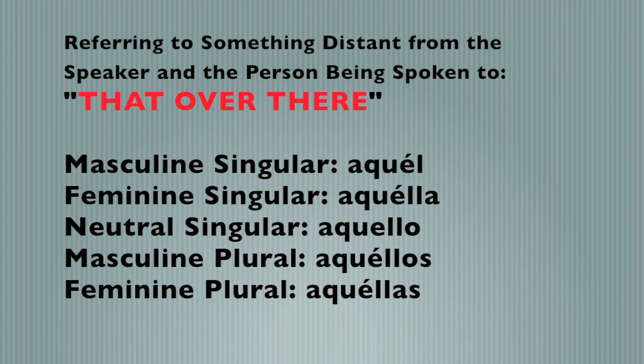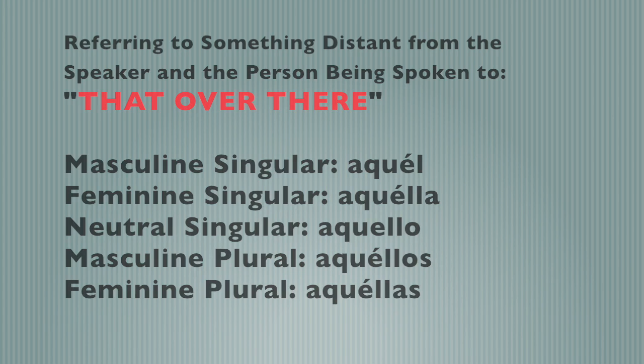Now here's referring to something distant from the speaker and the person being spoken to. That over there, we're going to use aquel. So please repeat after me, so we have the masculine singular, aquel, the feminine singular, aquella. Then we have our neutral singular, aquello, the masculine plural, aquellos, and feminine plural, aquellas.